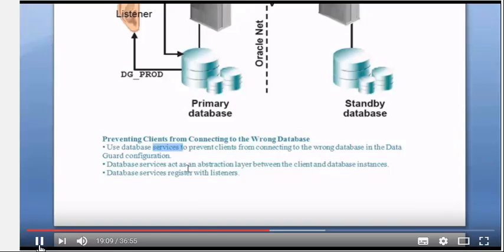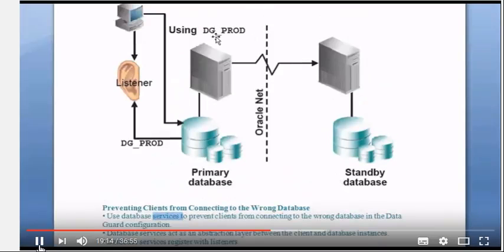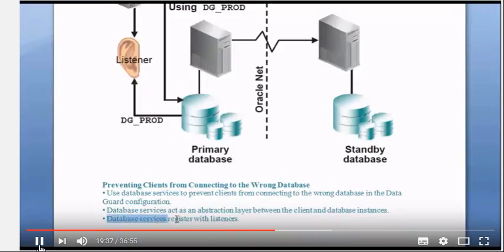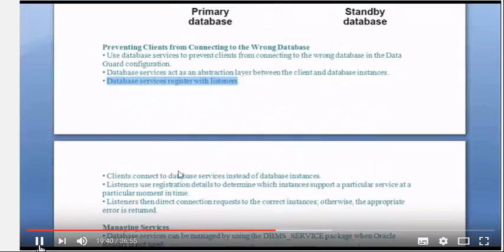And these database services act like an abstraction layer between the client and the database instance. If you have one service name called DG_prod, and that service name is heard only on one of these database servers, either primary or standby, then definitely there is no chance for the end user to connect to the wrong database. So you have to register those services with the listeners also. And the next thing is, clients connect to the database services instead of database instances.